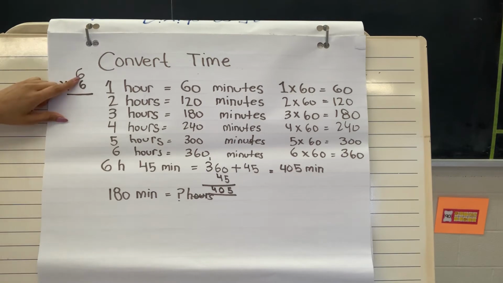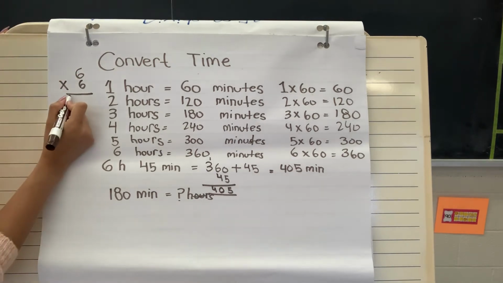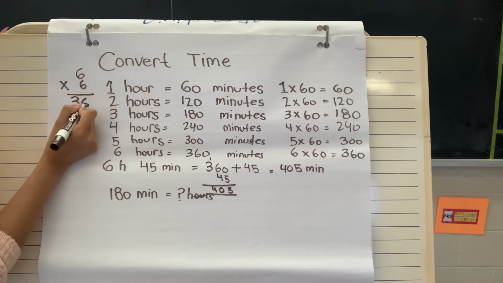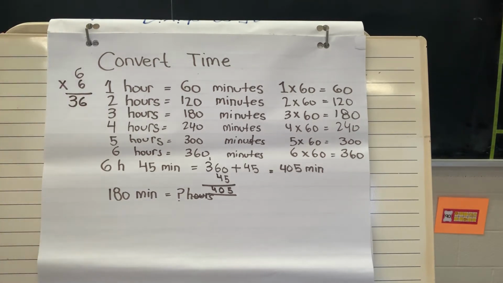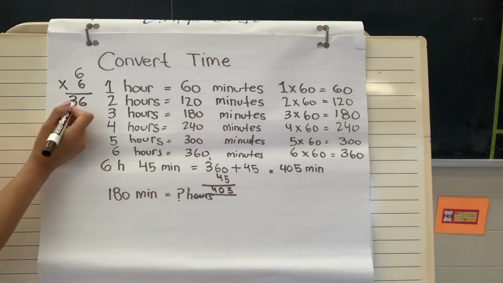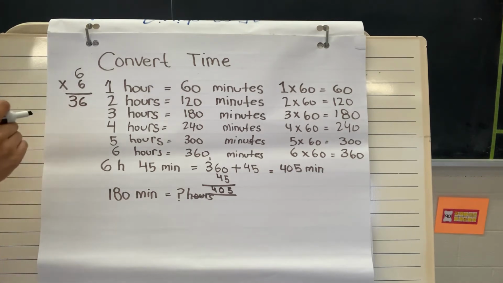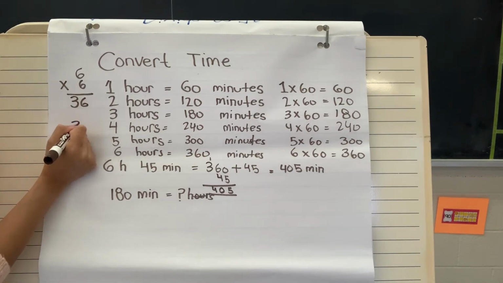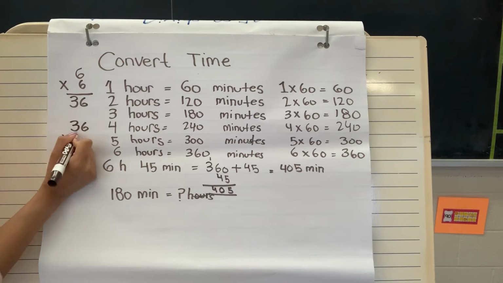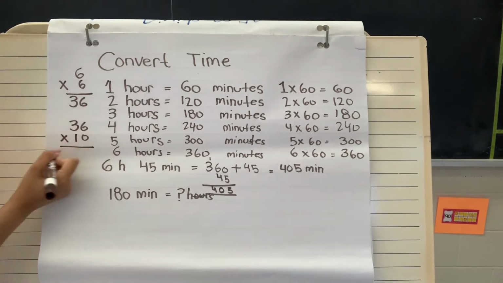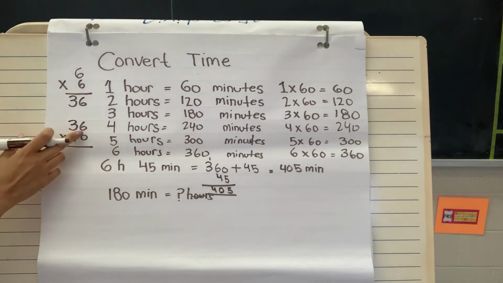6 times 6 gives me 36, right? 6 times 6 gives me 36. And then I need to multiply my 36 by 10. So 36 times 10. Okay, so let's go and do it.